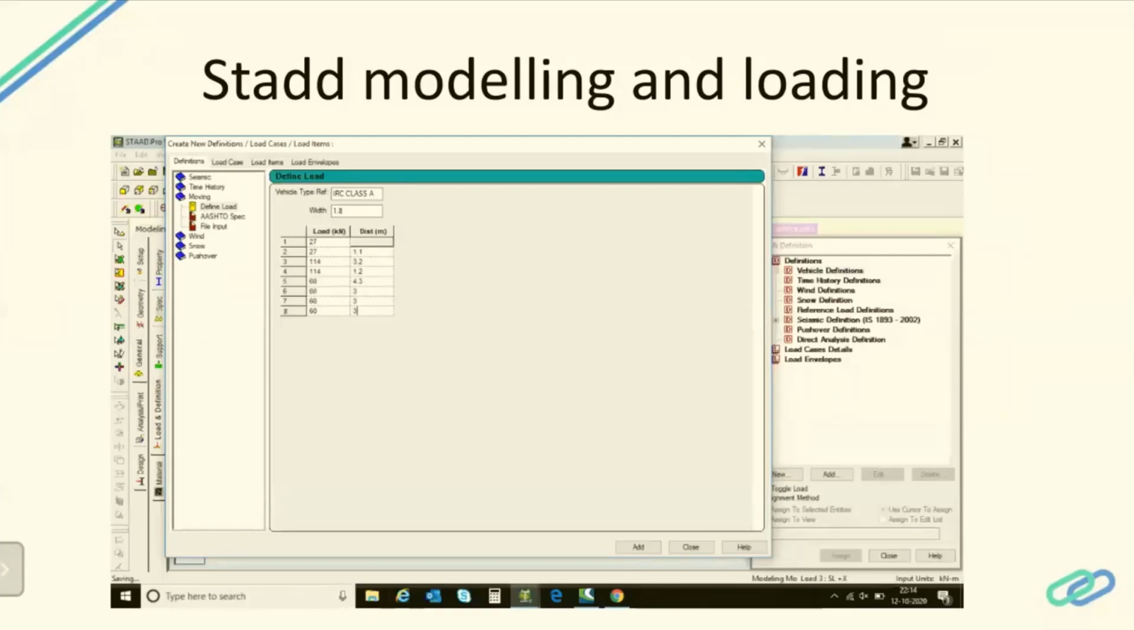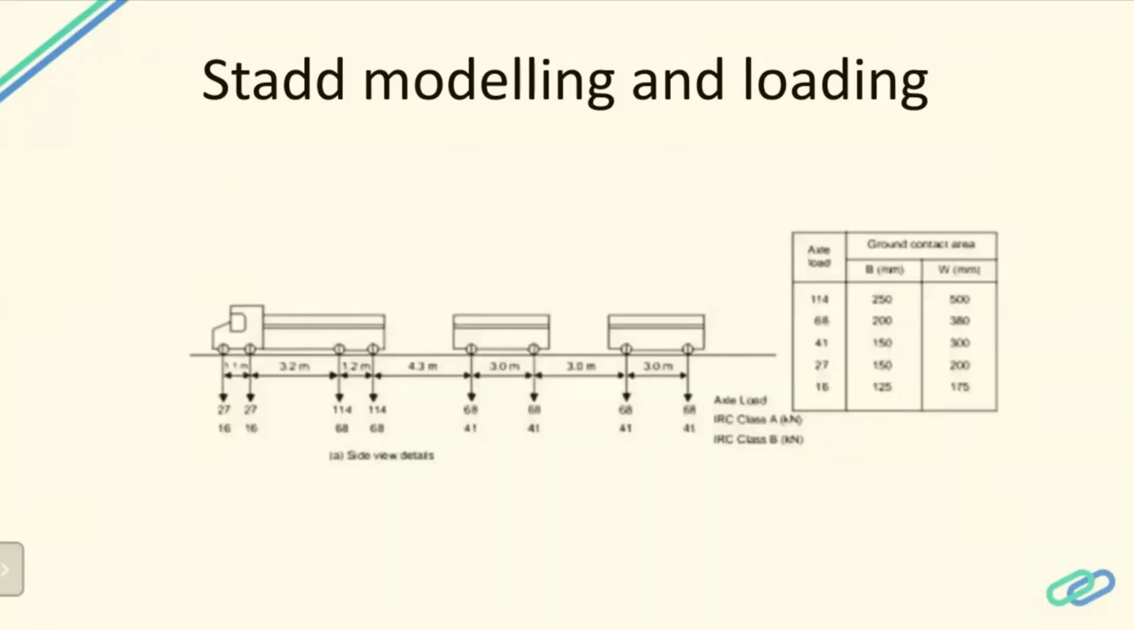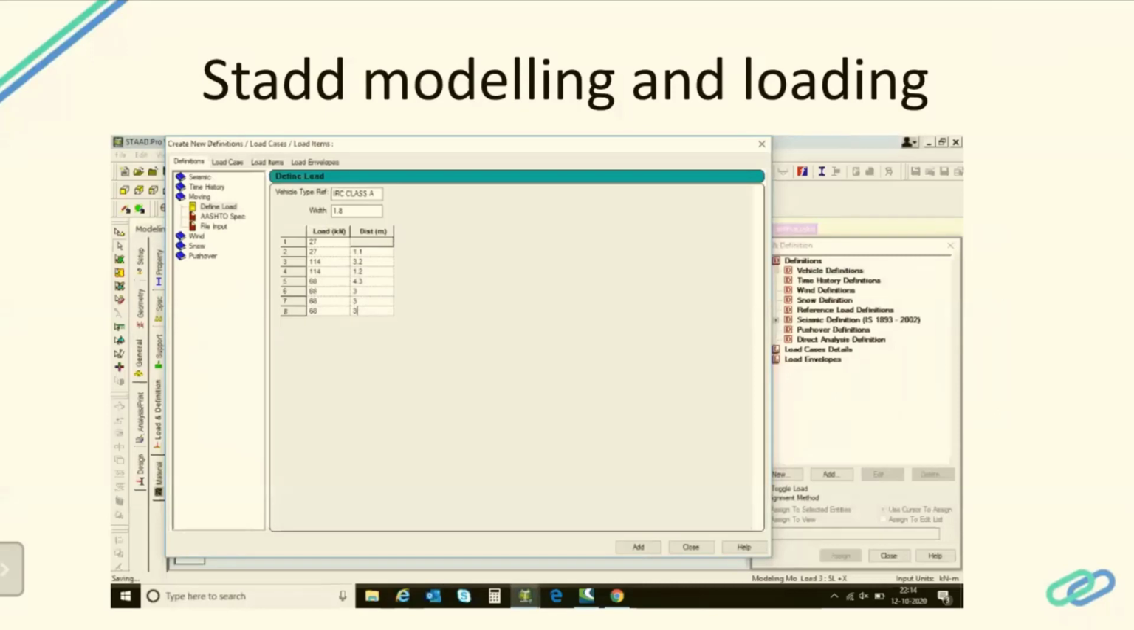And the second one is the distance between the axial loads. That is 1.1, 3.2, 4.3, 3 and 4. So you can see that the third one is the 4.3 meter. Once again 3 meter, and another one is also 3 meter. So the same is entered in this vehicle.